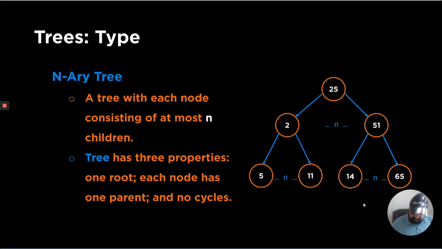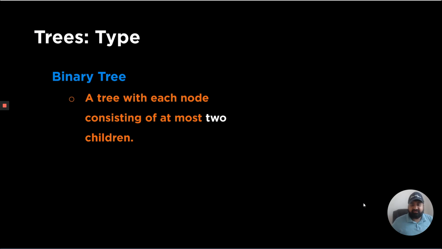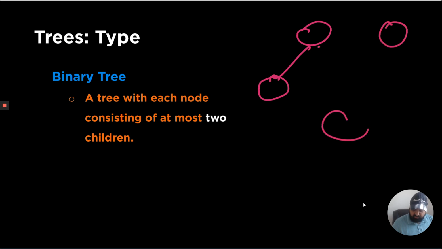So this is an example here. You can see we have this example, which is an n-ary tree. Again, there could be multiple nodes, and there could be at most n children at a particular level for this tree. The next type of tree is the binary tree. A binary tree is basically a node consisting of at most two children. So you have either one child, no child, or two children.